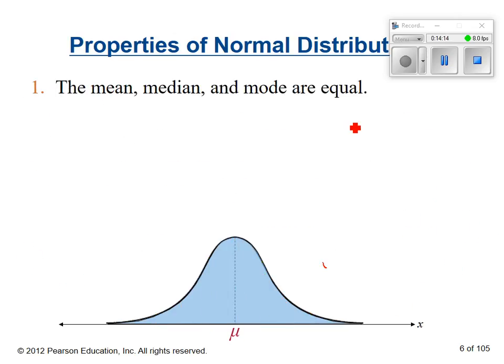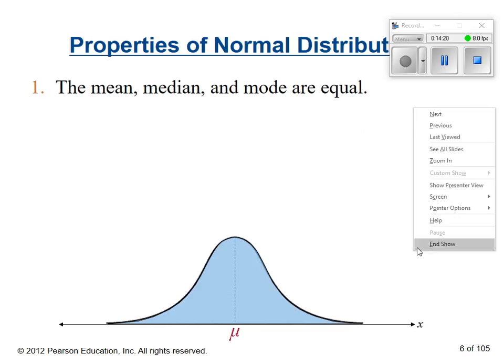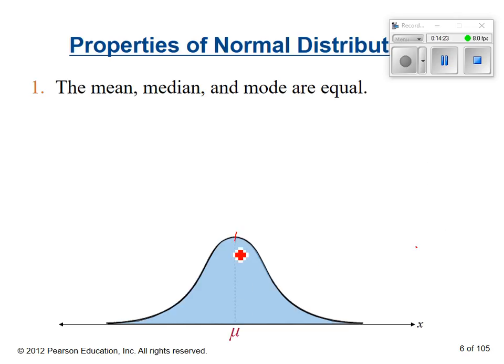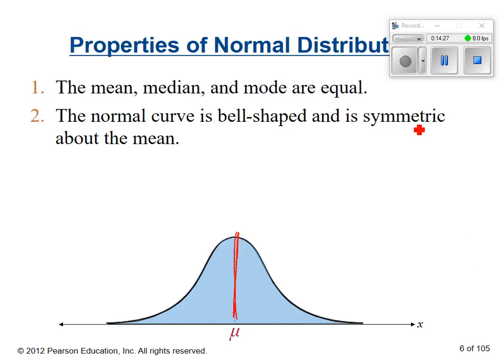Mean, median, and mode on a normal distribution will always be exactly the same. They're always equal, so the mean, median, and mode are always right there, they're always the same. These are properties of a normal distribution.